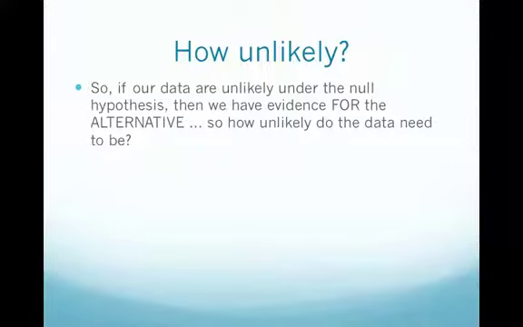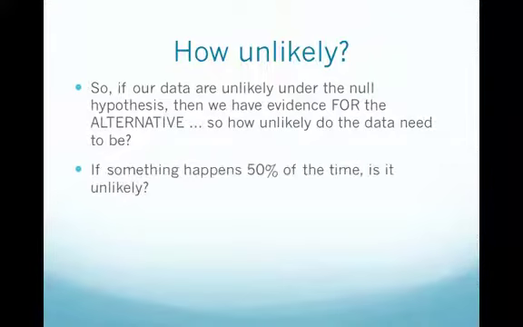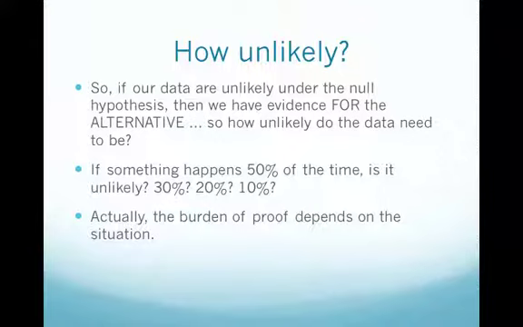So how unlikely do the data need to be? If something happens 50% of the time, is it unlikely? Well, no, because there's a 50-50 chance it's going to happen. Nobody's really surprised. Ooh, that happens half the time. There's nothing surprising there. What about 30% of the time? If you're told there's a 30% chance of rain and it rains, are you surprised? What about 20%? 10%? Probably getting closer there.